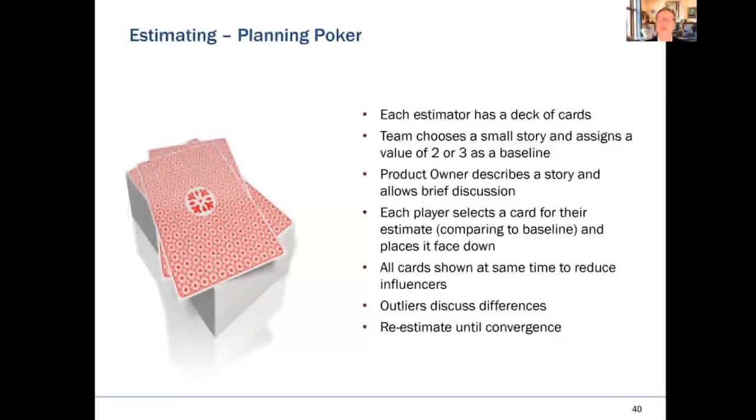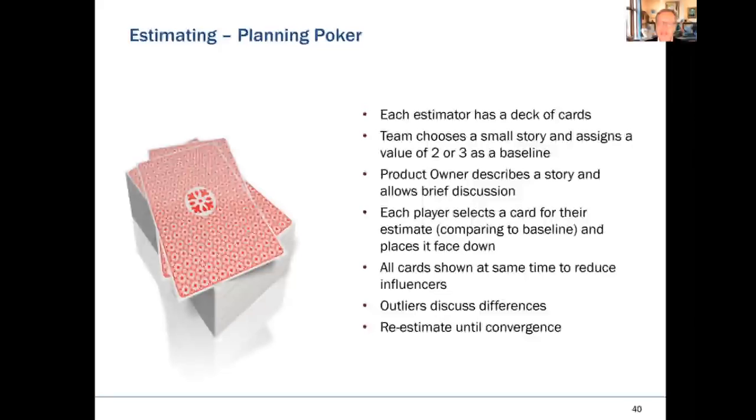Yeah, and thank you, Phil. That's the Fibonacci sequence, and obviously it goes on. You take 1 plus 2 equals 3, 2 plus 3 equals 5, so you can kind of figure out the sequence yourselves. All right, so the whole team is there, product owner is there. We don't want the Scrum Master or product owner to influence the estimate.